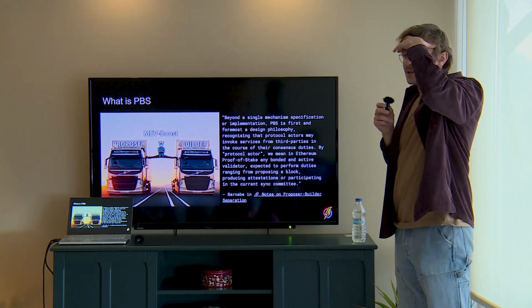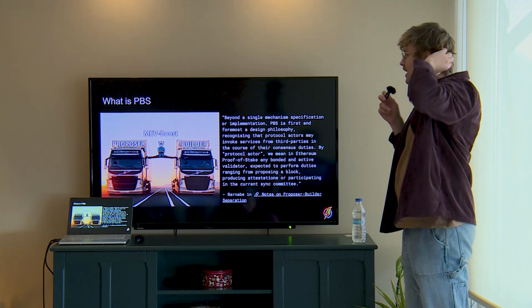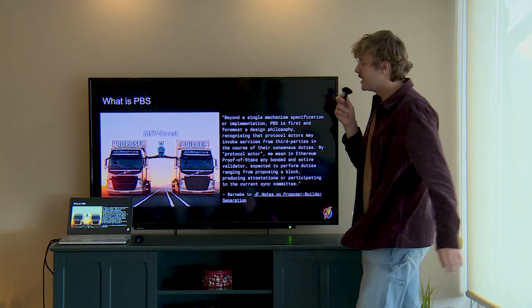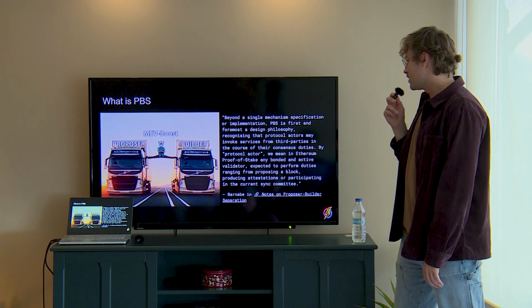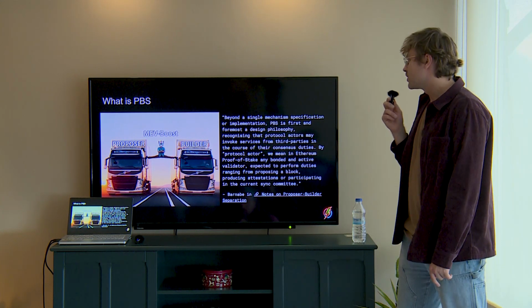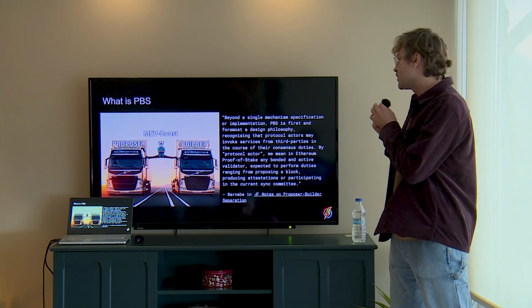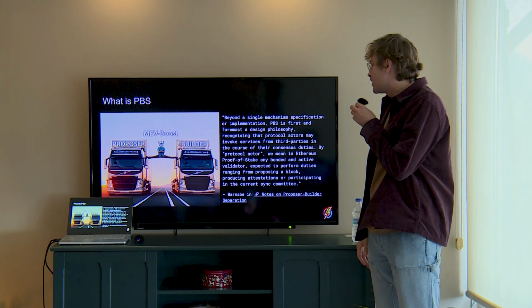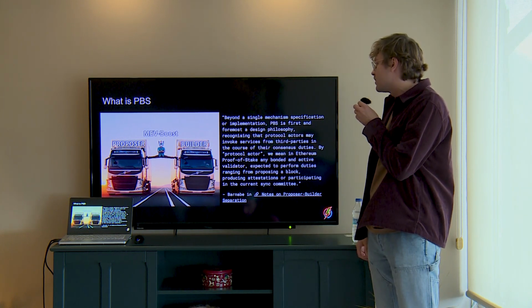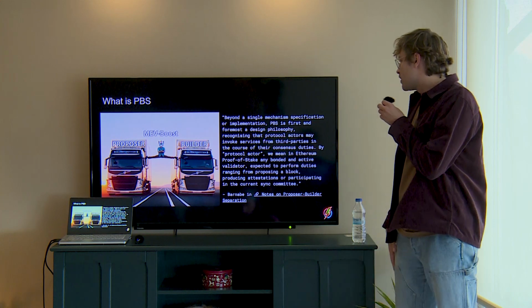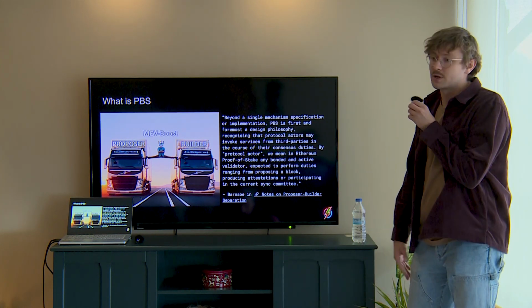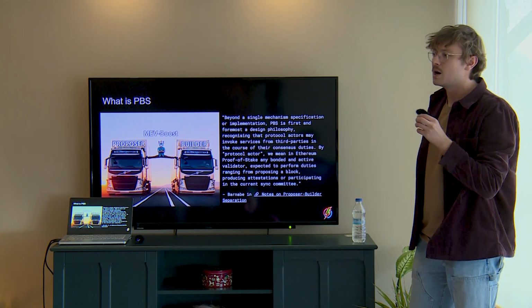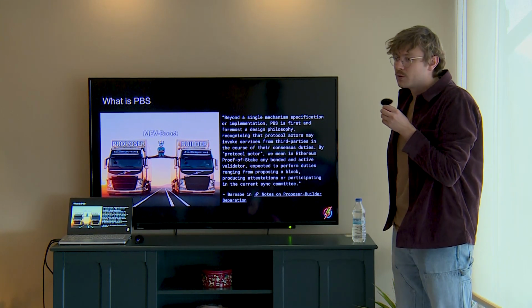Okay, so what is PBS if you're unfamiliar? This meme does it all. Yeah, there's a good quote from Barnaby in Notes on Proposer-Builder Separation. Basically, first and foremost, it's a design philosophy recognizing that protocol actors may invoke services from third parties over the course of their consensus duties. So yeah, we have this on L1 today with MEV-Boost.